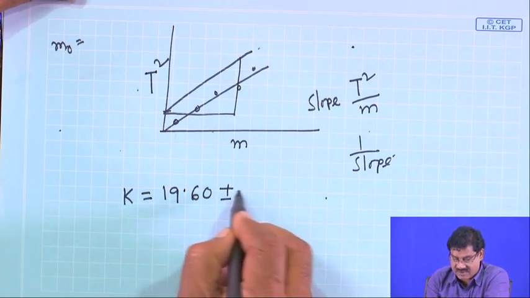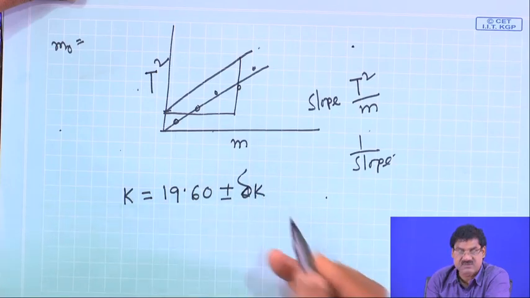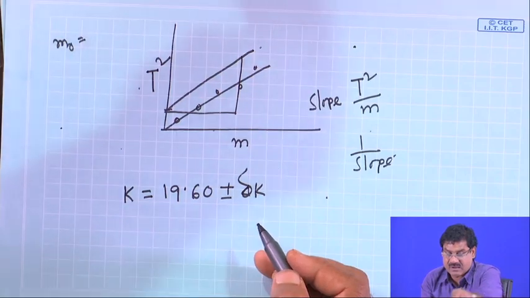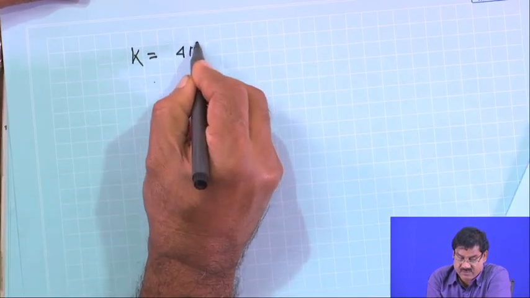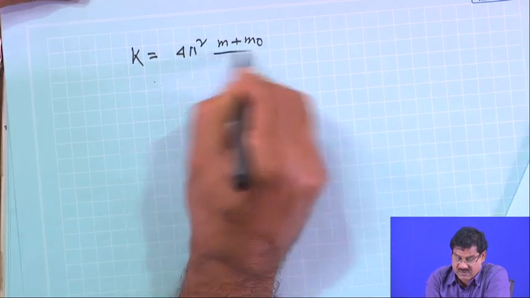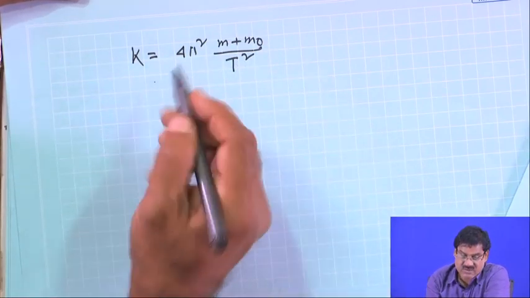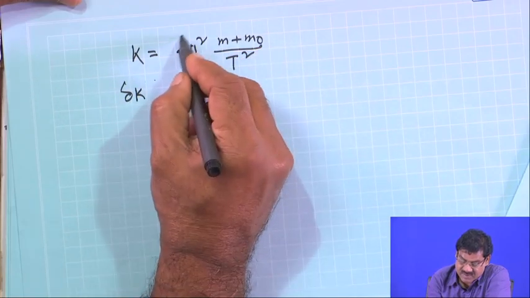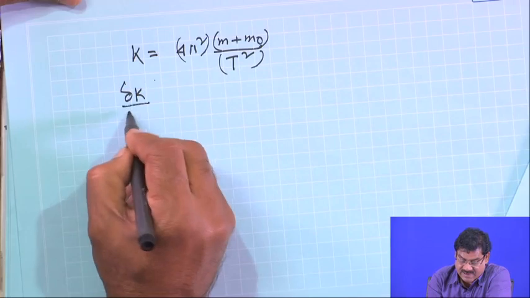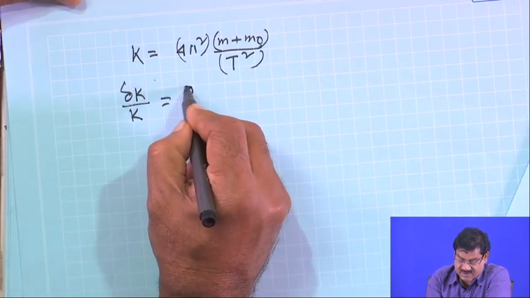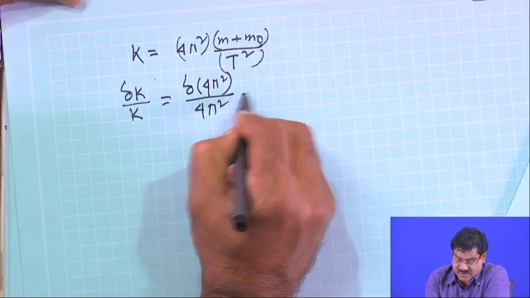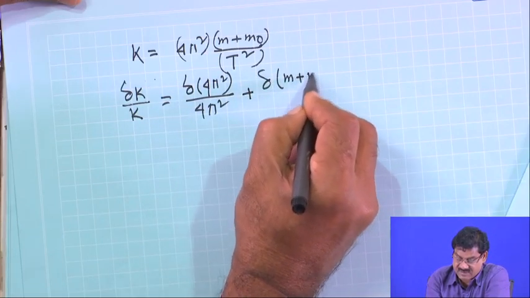Now you have to find the error, plus minus some error delta k. Generally I write it this way. To find delta k, you have to use the formula k equal to 4 pi square times m plus m 0 divided by t square. Now how to find the error delta k? We can treat this as multiplication and division, so the relative errors will be added for each one. The relative error is delta 4 pi square by 4 pi square plus delta of these three terms.